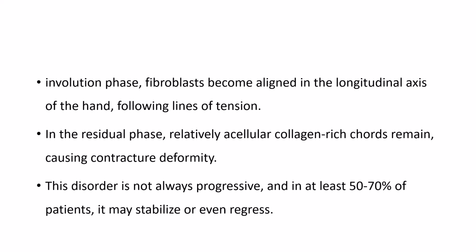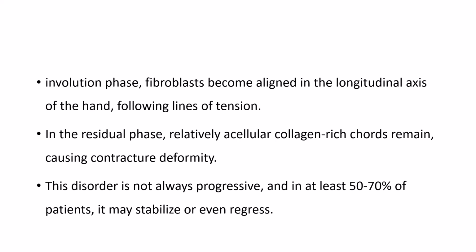In the second phase, that is the evolution phase, fibroblasts become aligned in the longitudinal axis of the hand, following lines of tension. In the final phase, that is the residual phase, relatively acellular, type 3 collagen-rich cords remain, causing the contracture deformity.